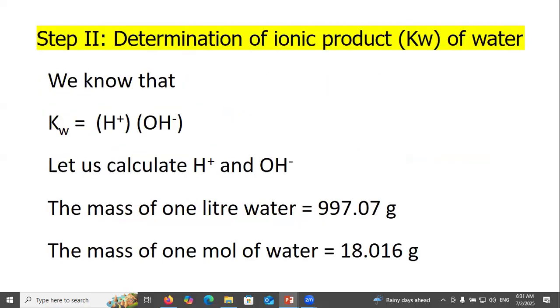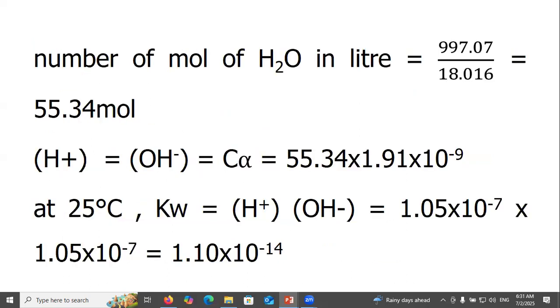Determination of ionic product of water. We know that Kw is [H+][OH-]. Let us calculate the [H+] and [OH-]. The mass of one liter of water and the mass of one mole of water give the number of moles of water per liter. So [H+] equals [OH-], that is C alpha. At 25 degrees Celsius, Kw is [H+][OH-].